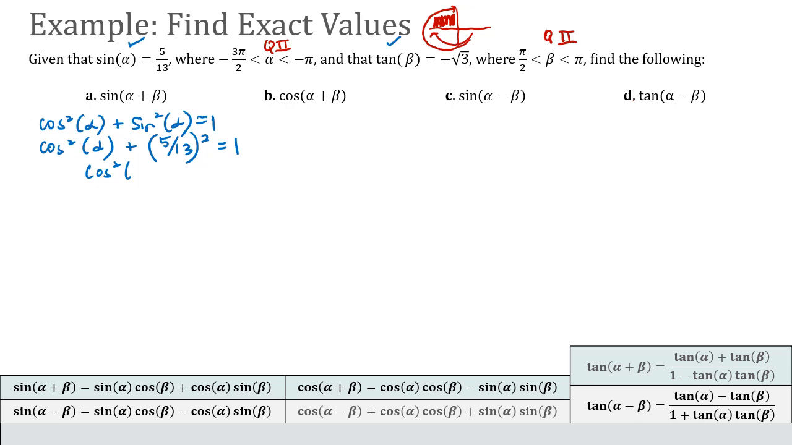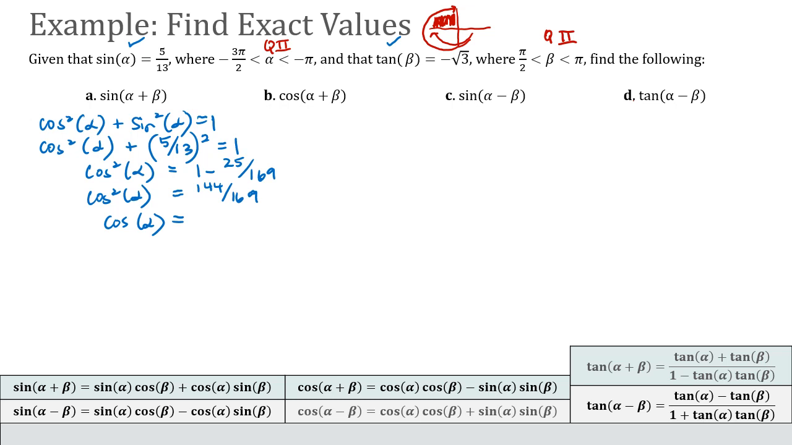Solving, I get that cosine squared alpha is equal to 1 minus, let's see, 5 times 5 is 25, and 13 times 13 is 169. 1 minus 25 over 169 is the same thing as 169 over 169 minus 25 over 169. That gets me 144 over 169. Go ahead and verify that yourself. That's what cosine squared alpha equals. So now I'm going to square root each side, and I get plus or minus 12 over 13.